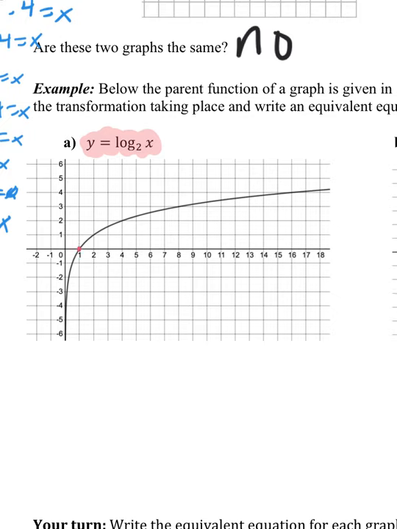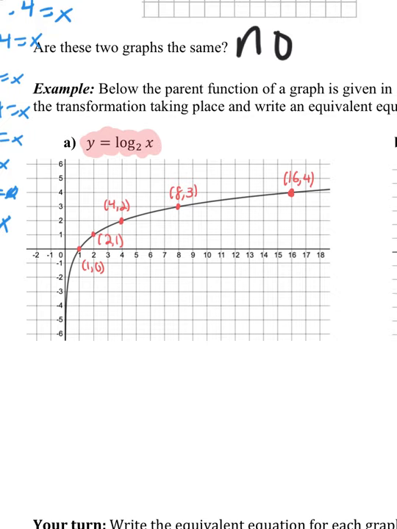So for example, I see one right there at 1, 0. I see another one right there at 2, 1. I see one right there at 4, 2. Okay. I see one here at 8, 3. And finally, last one, I see one here at 16, 4.